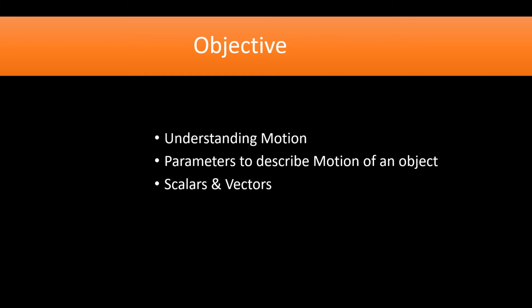So first we will be going through understanding motion. We will be going through the different parameters which are used to describe the motion of an object. And finally, we will see the difference between the scalars and vectors with example, guys. All right, so let's quickly begin, guys, without wasting much time.